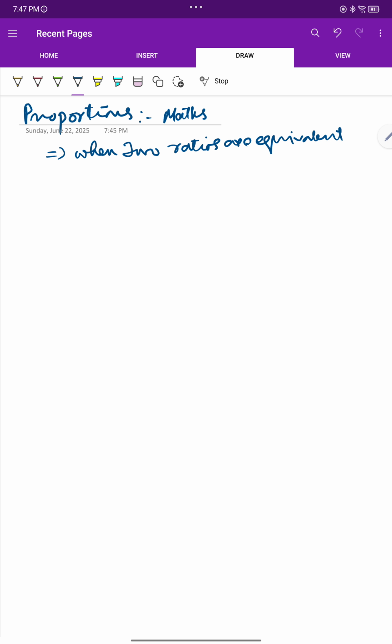In the last video, I did explain ratio. Now what is proportion? Ratio is the comparison of the quantity of the part. This is also the definition: comparison of the part or section of quantity to the whole quantity. You got it?